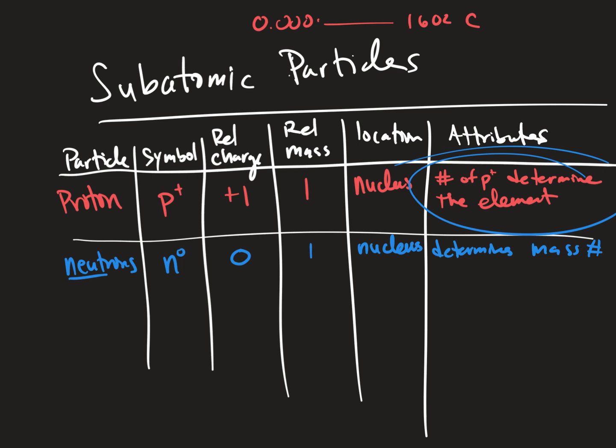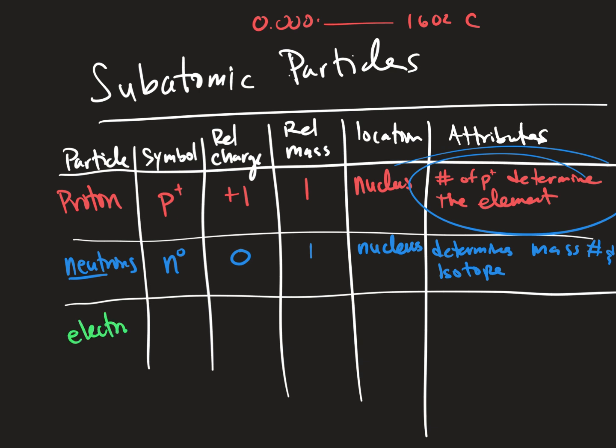Different isotopes. Determines the isotope. Okay. And we'll talk a lot about those today. And the last subatomic particle is the electron. You guys all writing this down? Because you're going to need to know this.